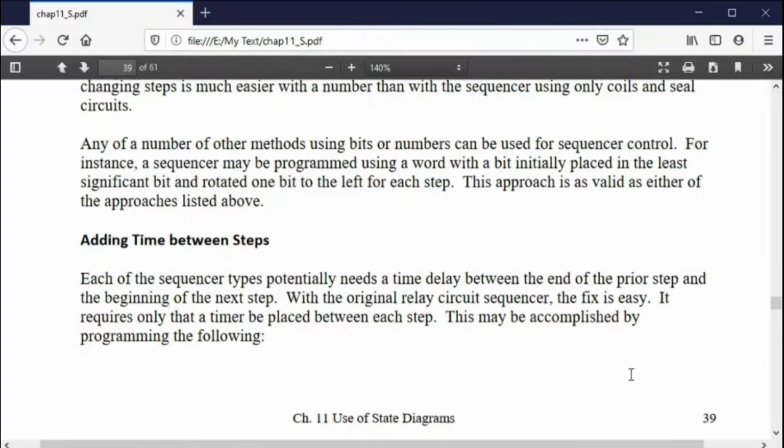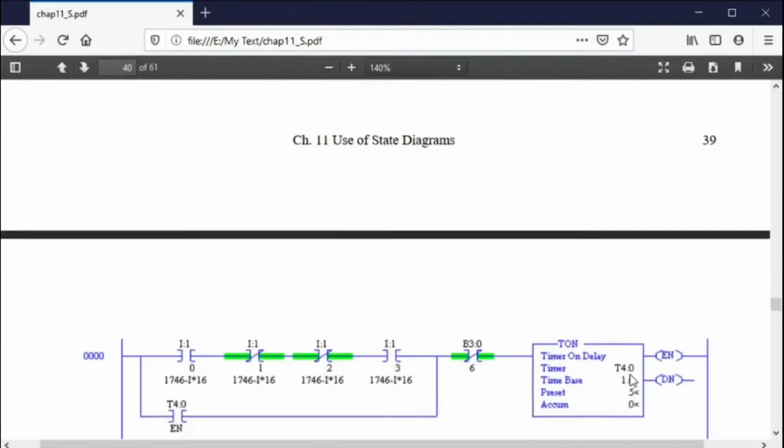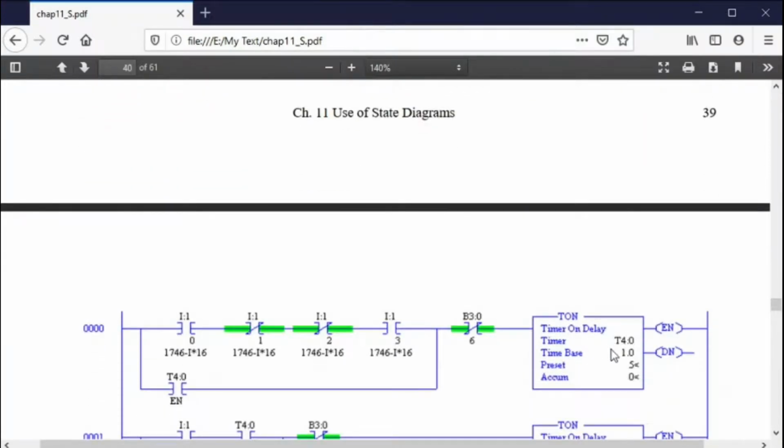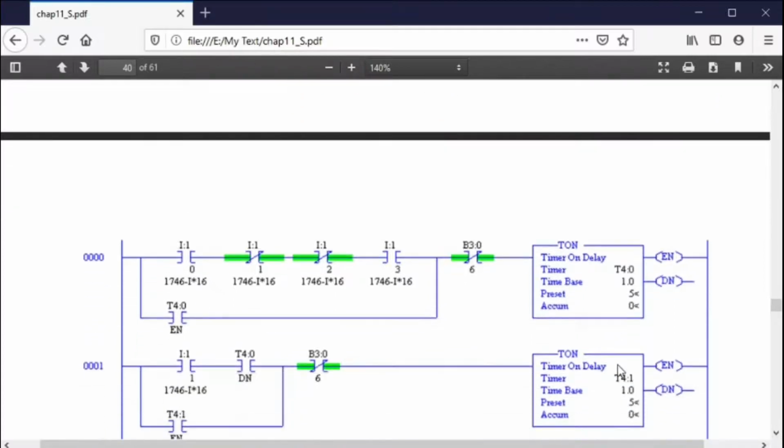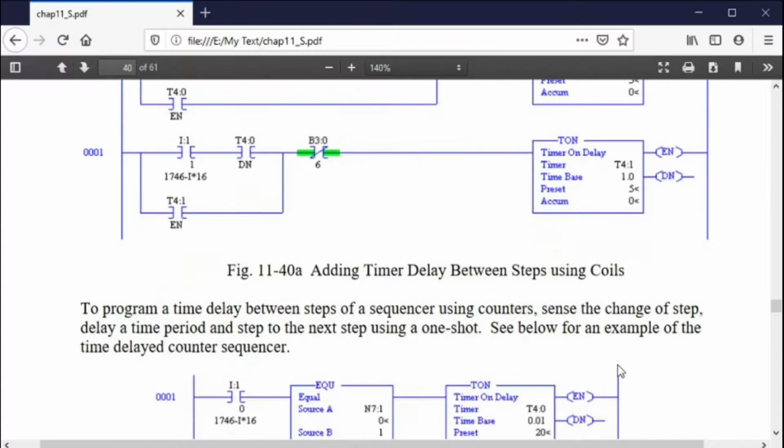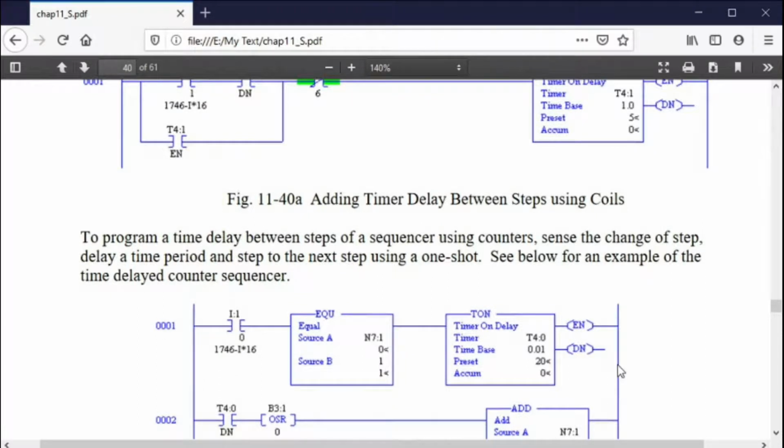How do you add time between steps? You add a timer in the circuit. So basically, this sets the step, and then you go to the next step. You would write the steps above, but you would actually put the timer in, and this gives you the time delay between steps. And that would be with numbers. Okay.